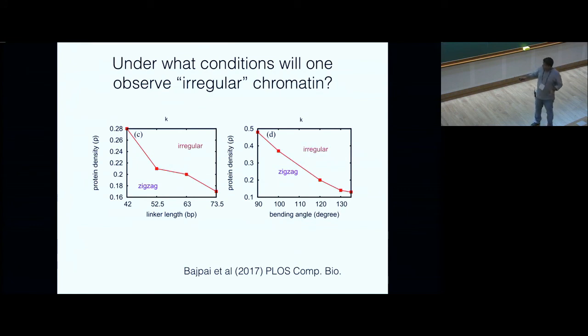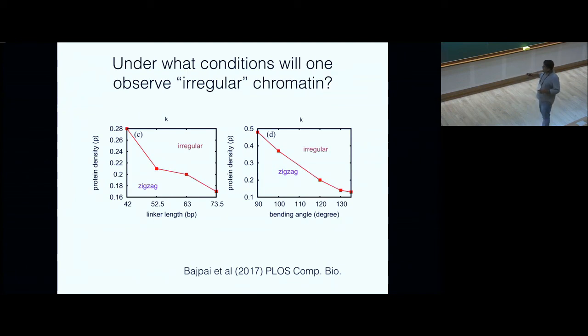While if you have very small density of non-histone proteins and some particular linker organization which is small because it will not bend, then you will get a zigzag-like structure. And you could also vary the bending angle of these proteins. So this is the bending angle and protein density.